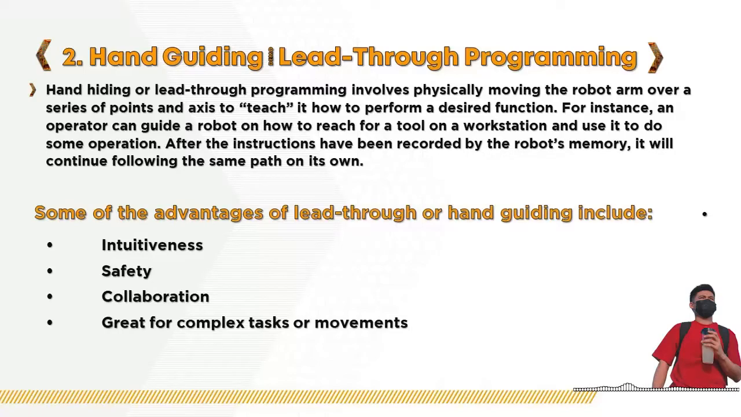For instance, an operator can guide a robot on how to reach for a tool on a workstation and use it to do some operation. After the instructions have been recorded by the robot's memory, it will continue following the same path on its own. These are some of the advantages of lead-through or hand guiding. First is the intuitiveness, second is the safety, third is collaboration, and fourth is great for complex tasks or movements.